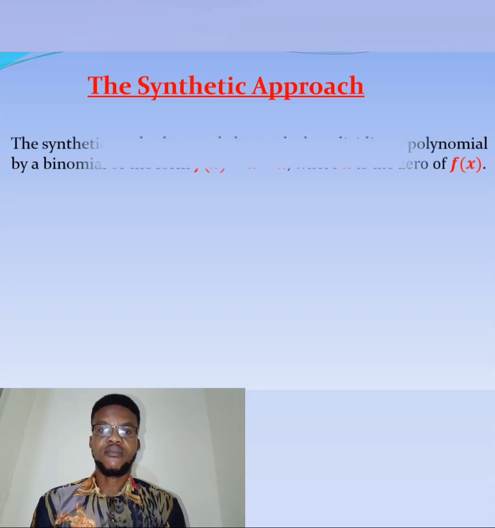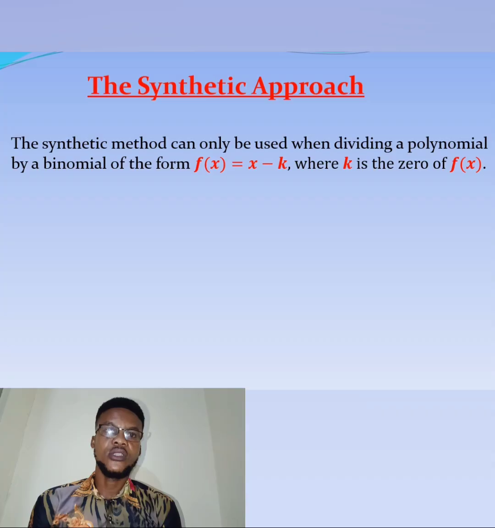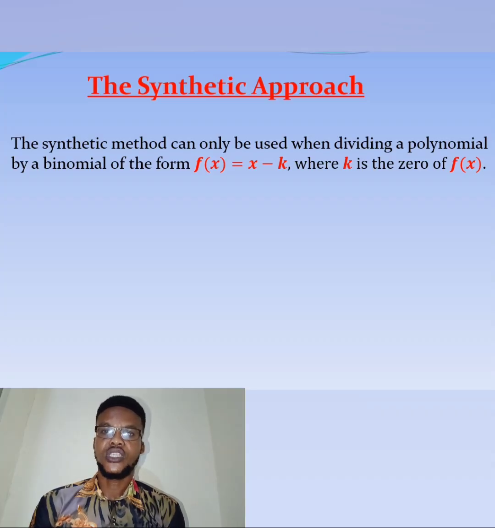So for the synthetic approach, you can only use it to divide a polynomial function whenever you are given the divisor in binomial form, which is a linear polynomial of the form x minus k. So when you are given a binomial as a divisor in this form, g of x is equal to x minus k, then you can use the synthetic approach. Other than that, you still need to use the long division approach. Yes, so you need to take note.